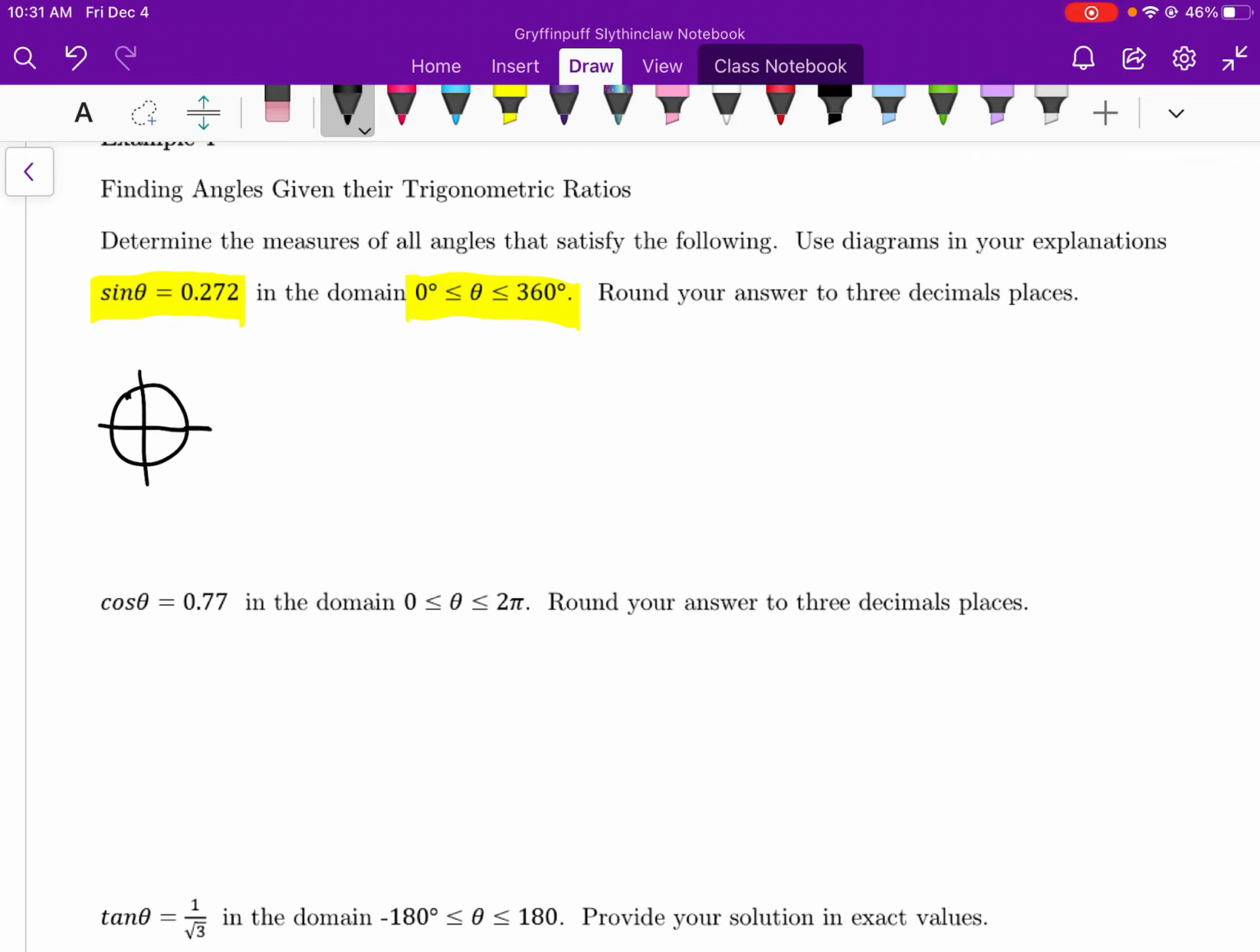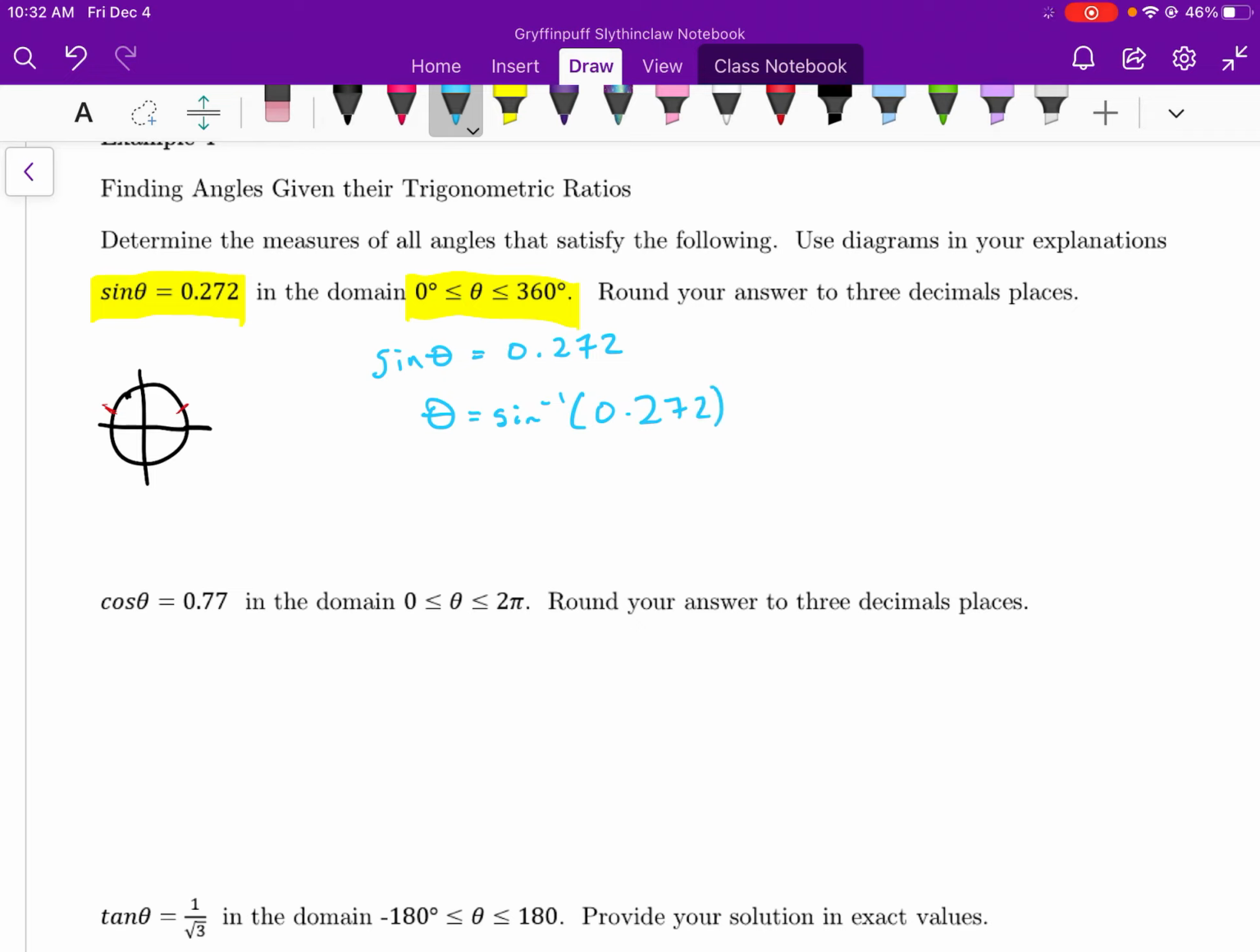First step is I'm going to draw the unit circle. I ask myself, where is the sine ratio positive? And the sine ratio is positive in quadrant 1 and 2, so that's where my solutions lie. So I start off, sine theta is equal to 0.272. I apply the inverse sine operation to both sides.